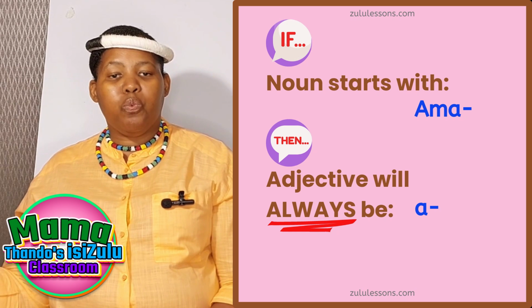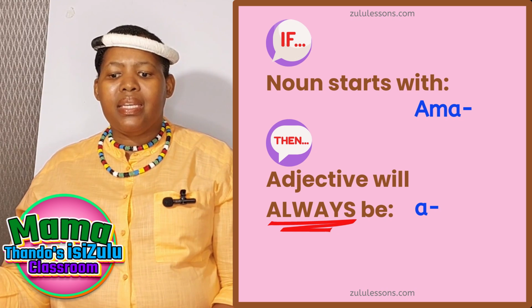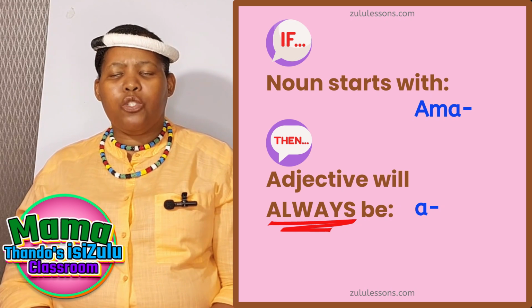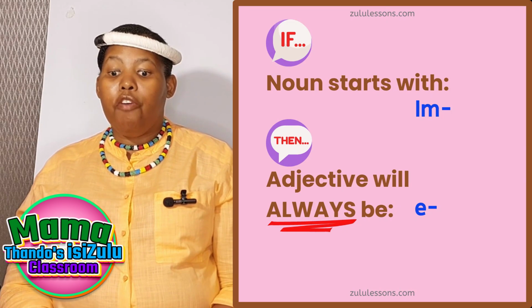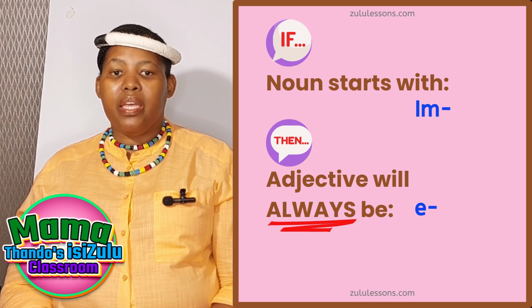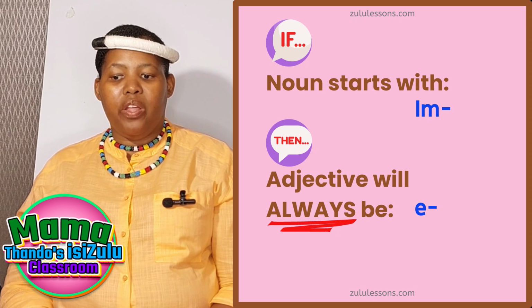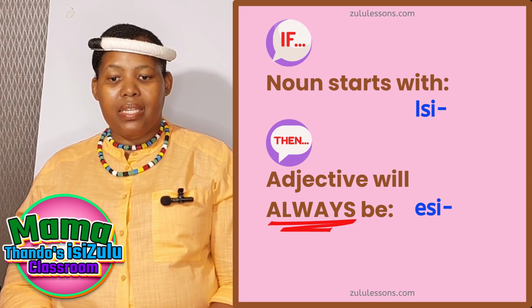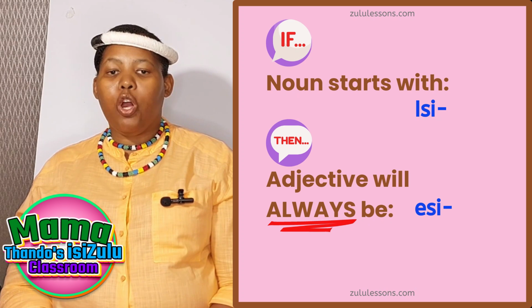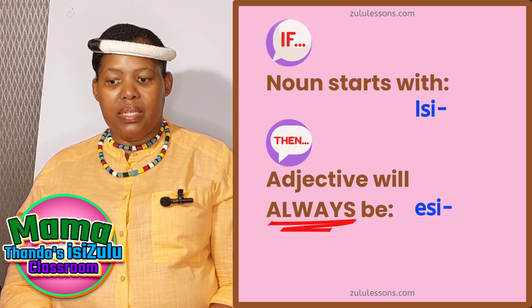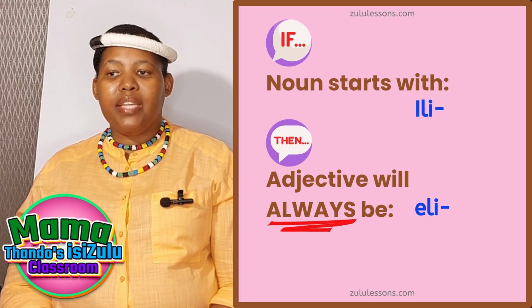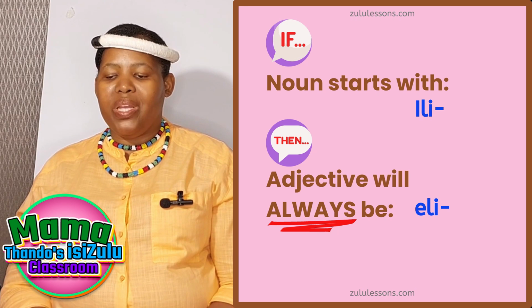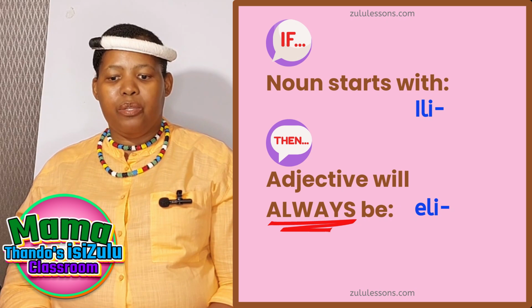If a word starts with ama, then the adjective will always start with a. If a word starts with im, then its adjective will always start with e. If a word starts with isi, then its adjective will always start with esi. If a word starts with ili, then its adjective will always start with eli.